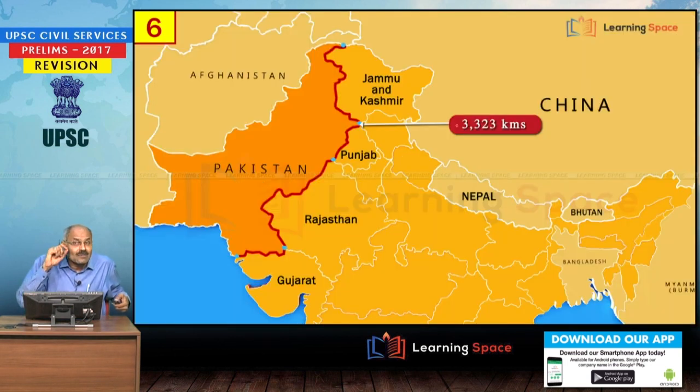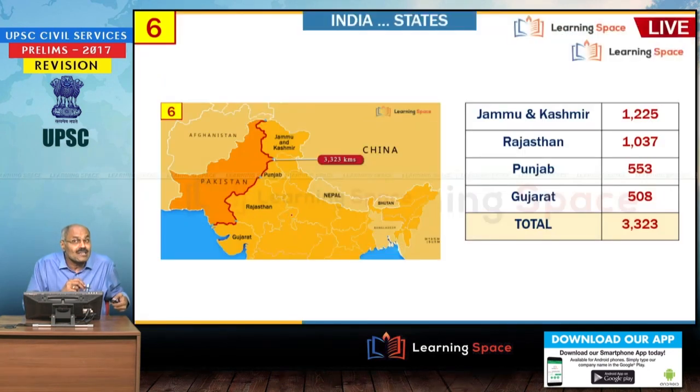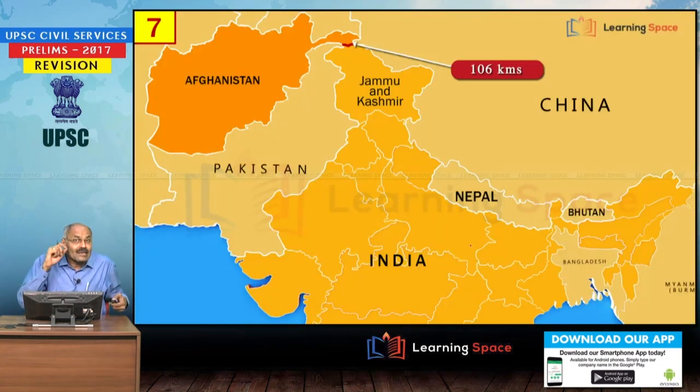Then if you look at India-Pakistan border, here Jammu and Kashmir shares the longest border, then Gujarat shares the shortest border, and here 4 states, Jammu and Kashmir 1225, Gujarat 508, total 3323 kilometers. This includes line of control also. And Afghanistan shares border with only 1 state, that is Jammu and Kashmir. The length is 106 kilometers.